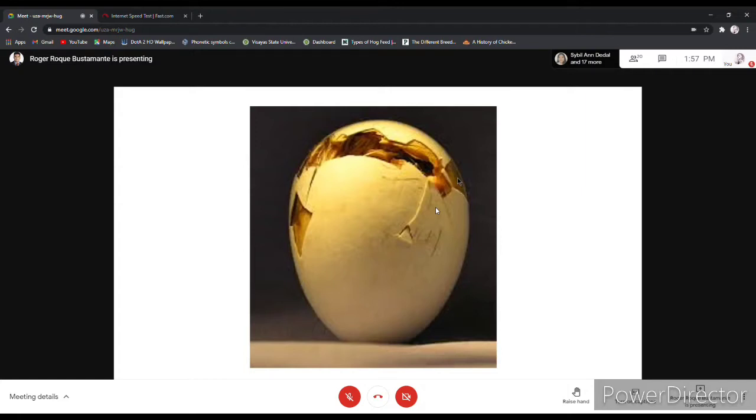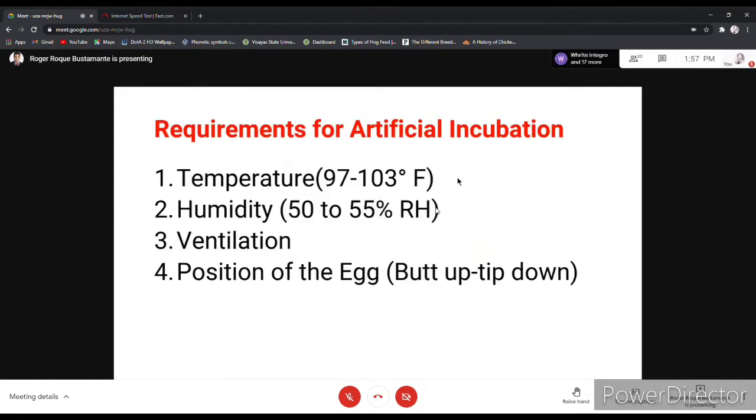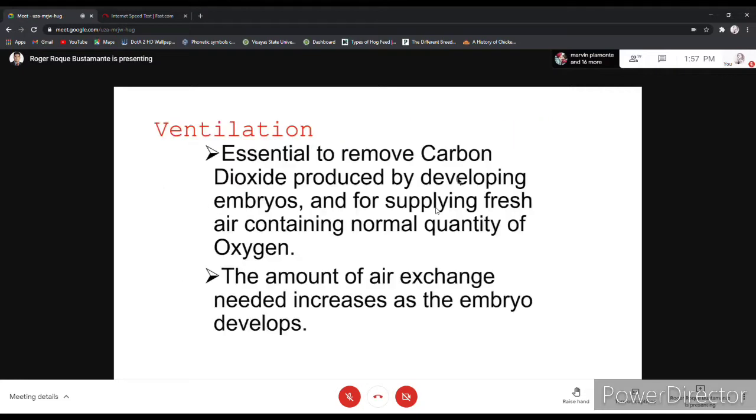So, requirements for artificial incubation, as I have discussed earlier: temperature, humidity, ventilation, and also the position of the eggs. So ventilation is essential to remove carbon dioxide produced by the developing embryos and for supplying fresh air containing a normal quantity of oxygen.